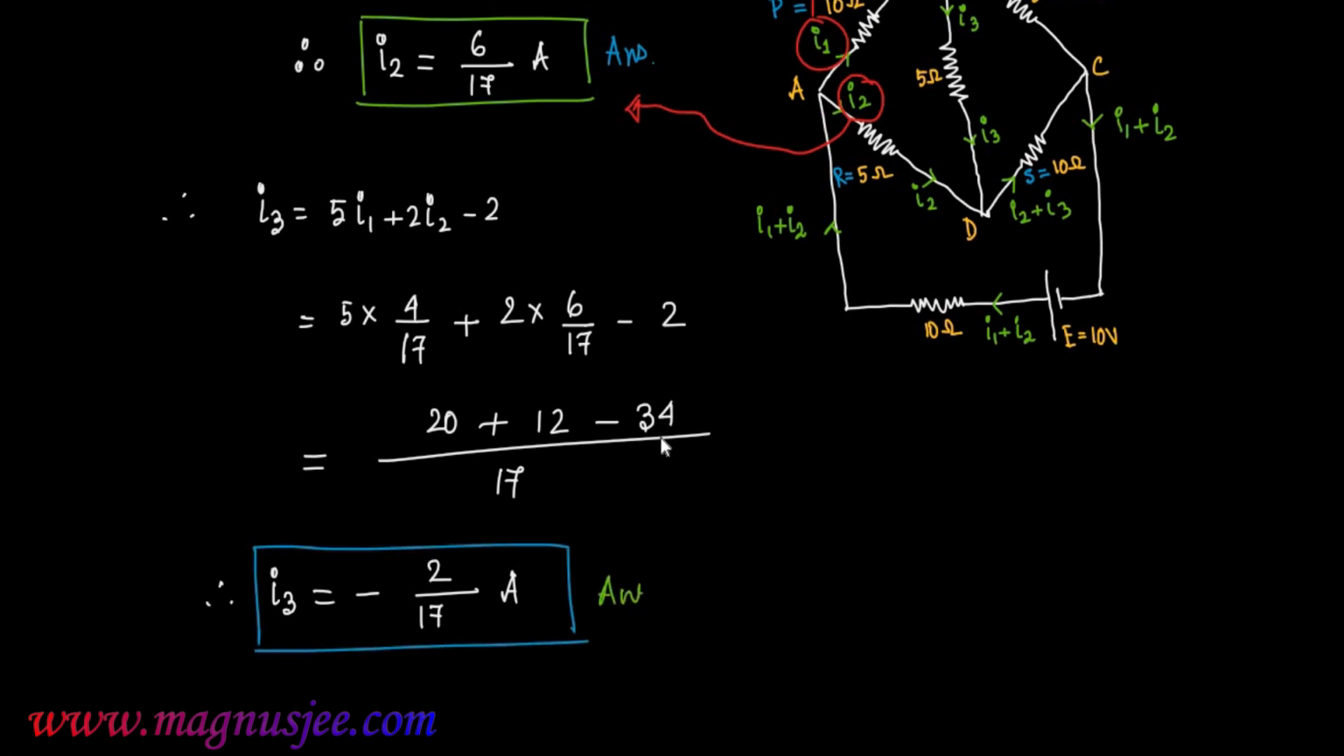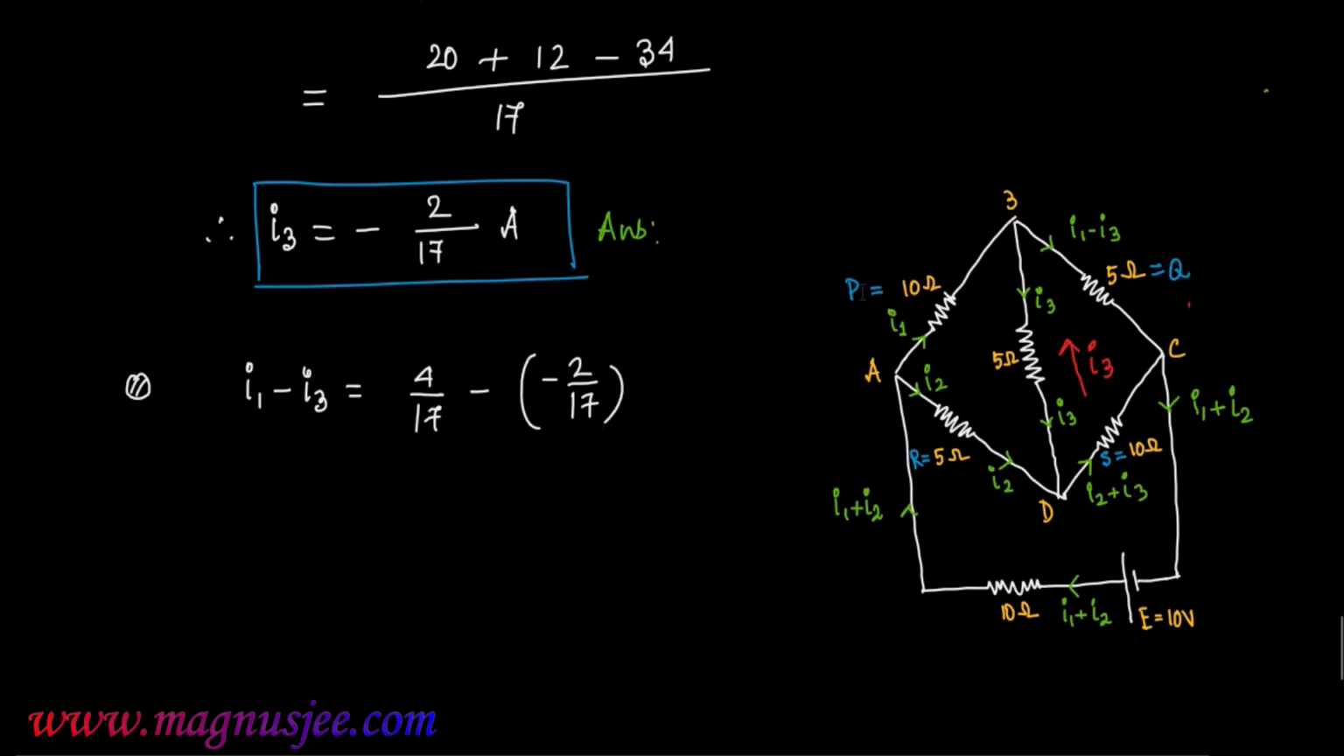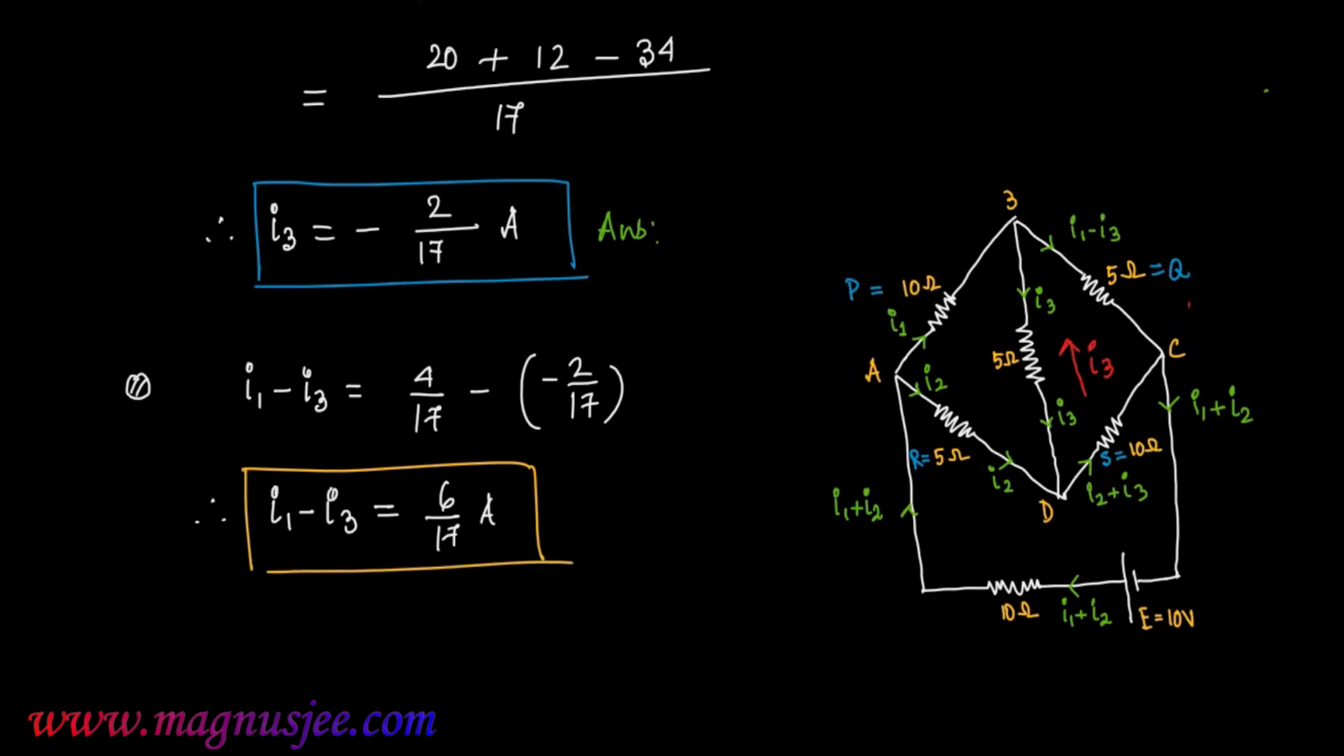I3 is equal to minus 2 by 17 ampere, that is one of the currents, and here current I3 flowing through the 5 ohm resistor between B and D is negative. That's why actually this current I3 will be flowing in the opposite direction through the 5 ohm resistor between B and D. I3 will be flowing from D to B, but we have assumed I3 flows from B to D. Now I1 minus I3 equal to 4 by 17 minus bracket minus 2 by 17. So we get I1 minus I3 equal to 6 by 17 ampere.